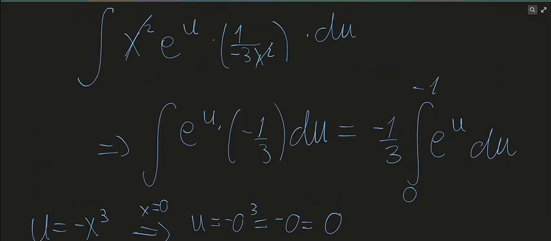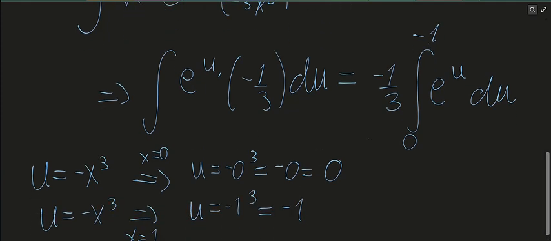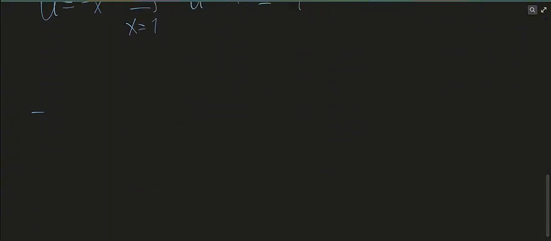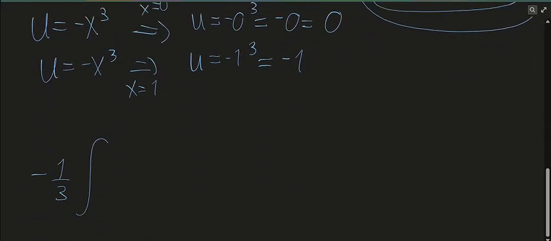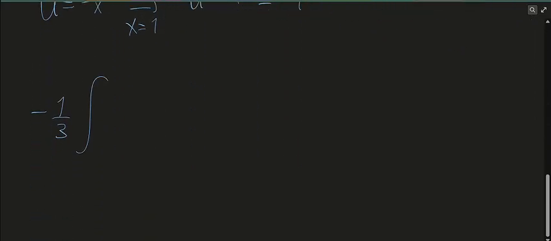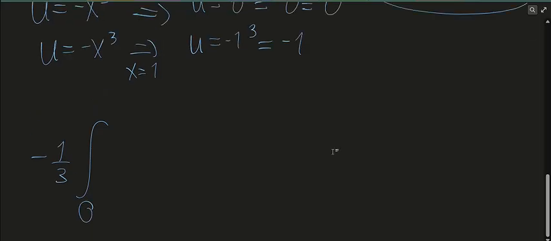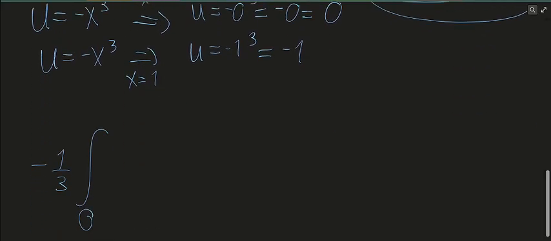So the new integral, I am double underlining it instead of boxing it because it's not quite our answer. Our answer is supposed to be a number. So the original integral we want to compute is negative 1/3 times the integral from 0 to negative 1 of e to the u du.